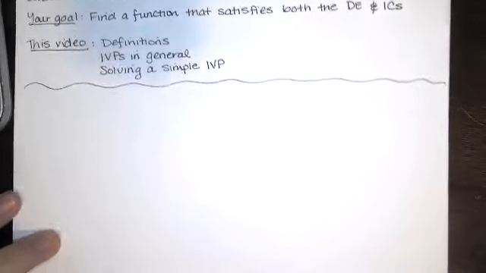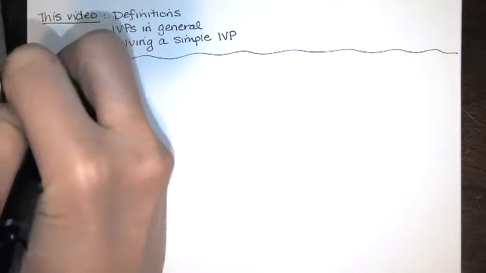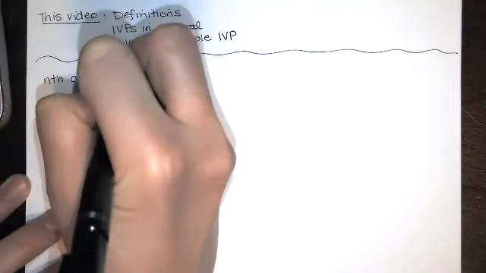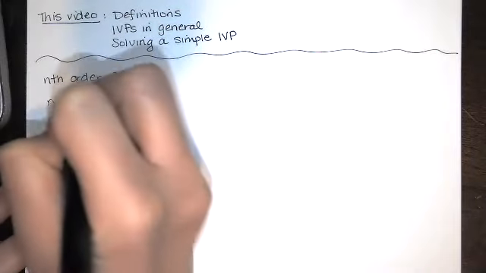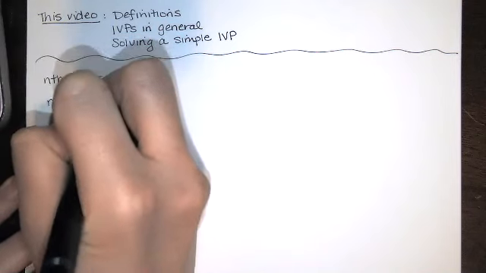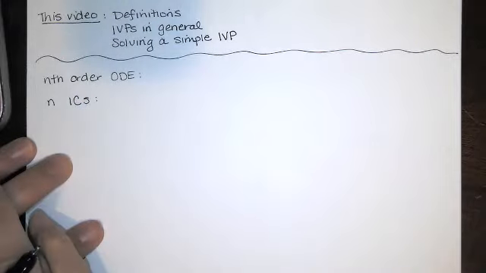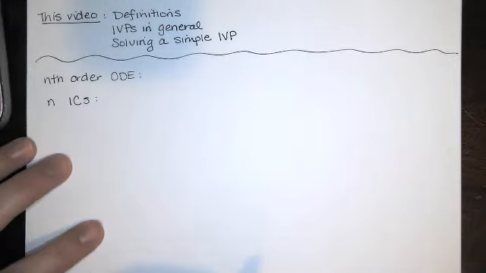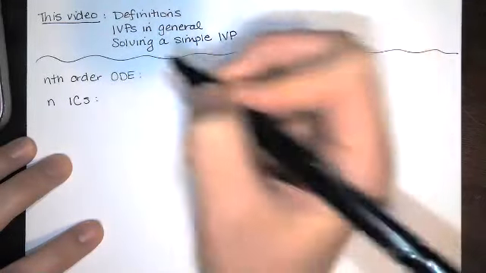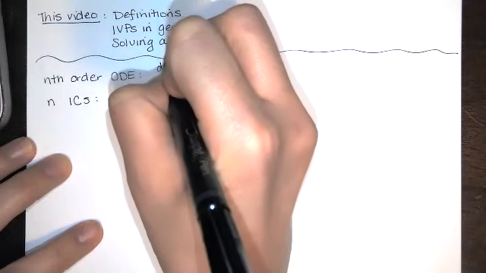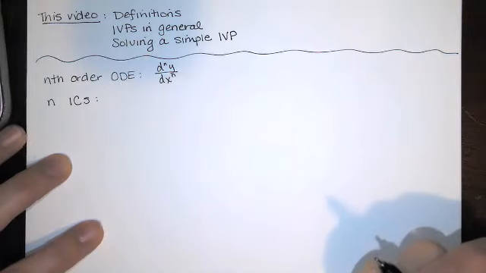So let's say we're given an nth order ordinary differential equation and n initial conditions, which I will abbreviate by IC. So those are n ICs. Now, we'll assume that we can take the differential equation and solve for that highest order derivative. So maybe it looks like this. Let's say our dependent variable is y and our independent variable is x. Of course, those could be different variables.